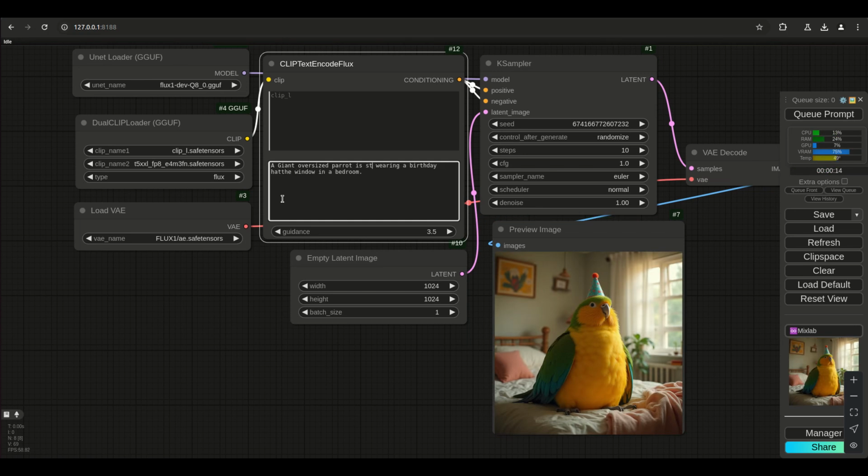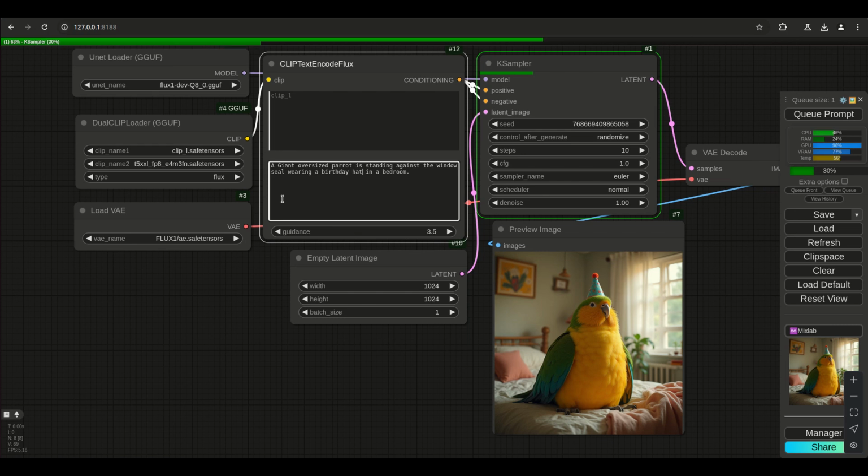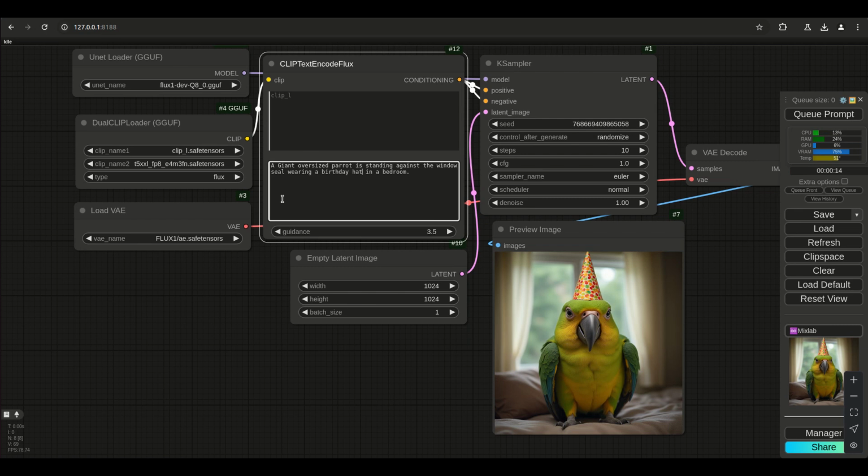A giant oversized parrot is standing against the window sill, wearing a birthday hat in a bedroom. Okay, so again, the last one, even running again, still just stayed on the bed, right? We still got the oversized parrot, and he's still wearing the birthday hat. But we want him closer to the window. So making a description that does that helps us get it there.